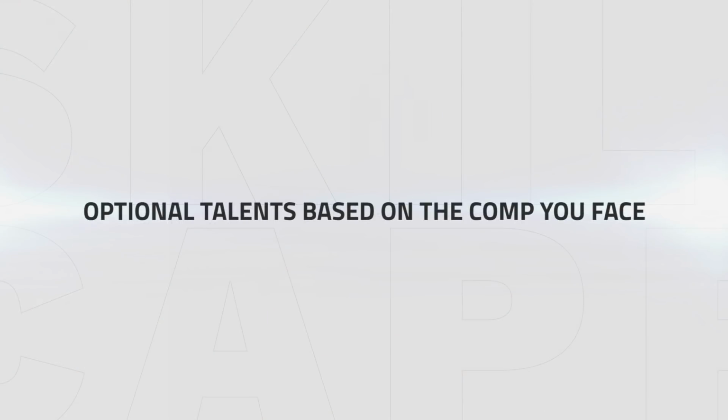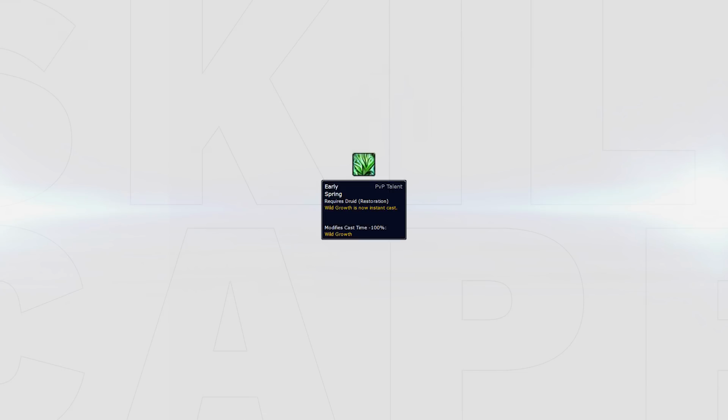And last are some optional talents that can be picked based on preference or depending on what type of setup you face. Early Spring is a good pick versus casters to make your Wild Growth instant cast to avoid getting interrupted when your team is under a lot of pressure. Thorns can be used against melee cleaves to help your team with damage since it will deal 5% of their health in nature damage on every melee attack. Besides doing damage, it also slows the person struck by Thorns for 50% for 4 seconds.